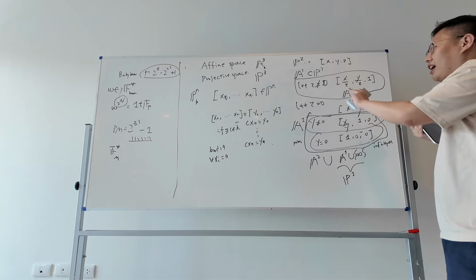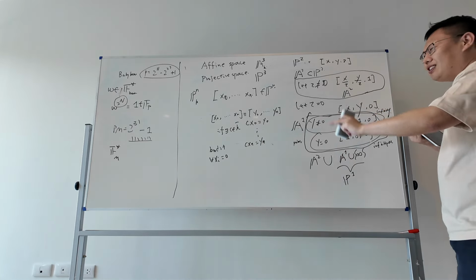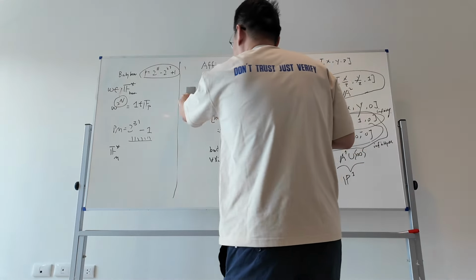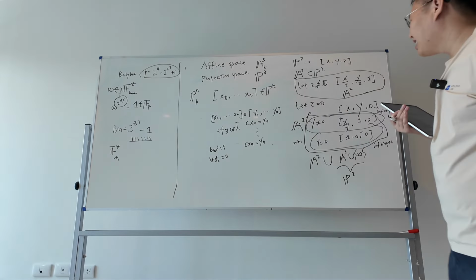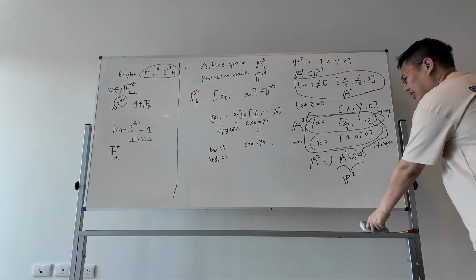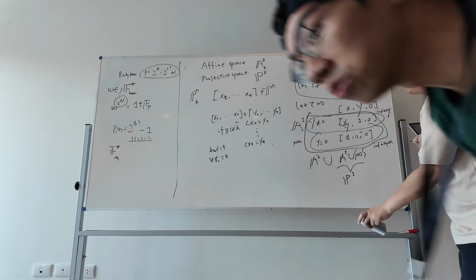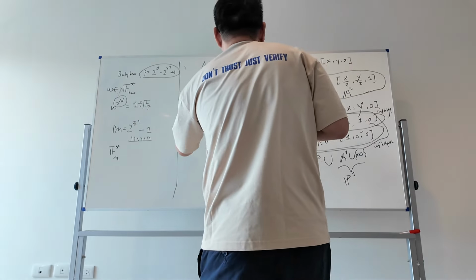Okay. So everything here is normal, and everything here will be something different. And if we take P3, or A3, then we have an infinite plane. Okay. Let me show you a case.